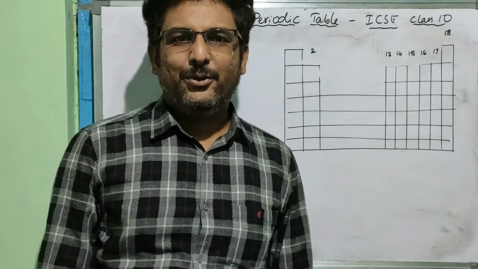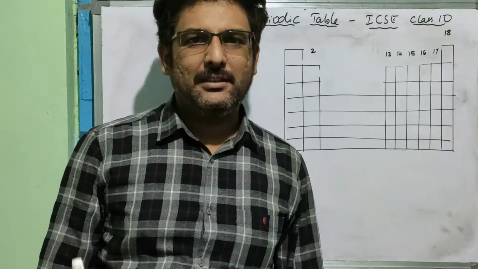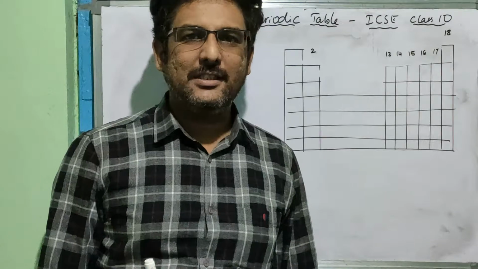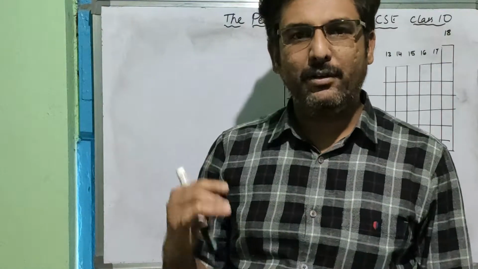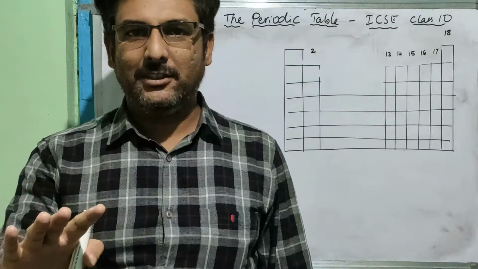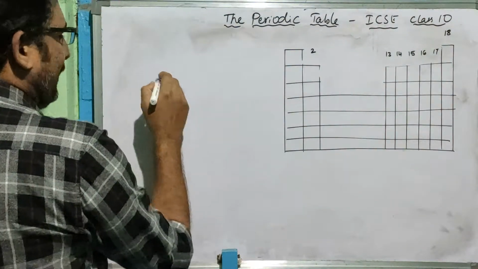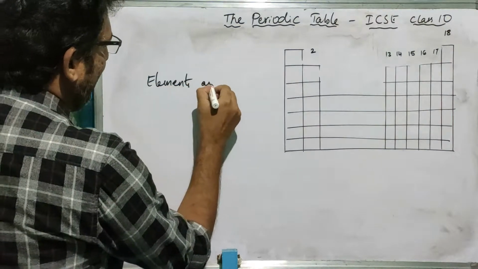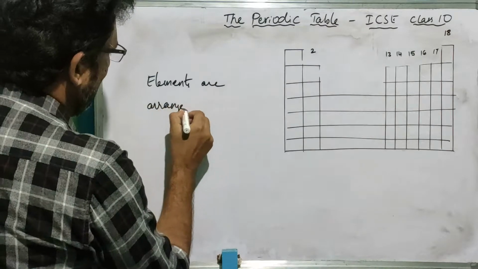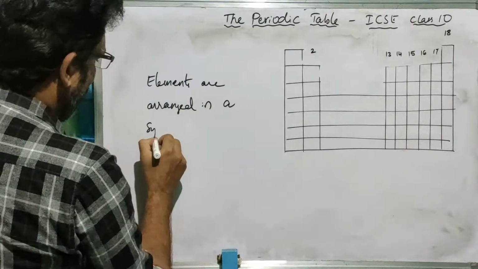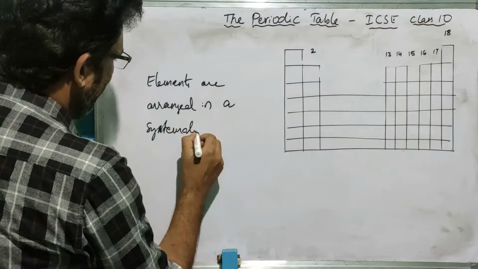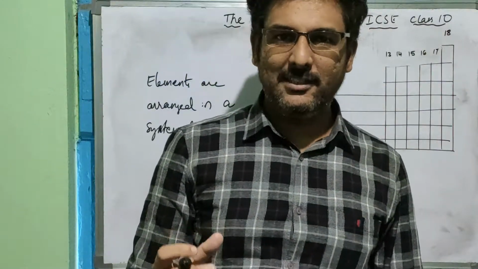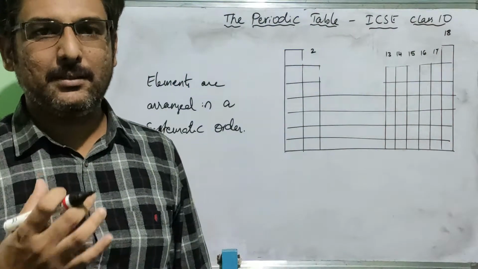Hello everyone. Today we'll discuss a very important chapter in ICSE chemistry, that is the periodic table. So we all know that the periodic table is nothing but a tabular form in which elements are arranged in a systematic order. And what is the reason for this? Why are these elements arranged in the periodic table in a systematic order?